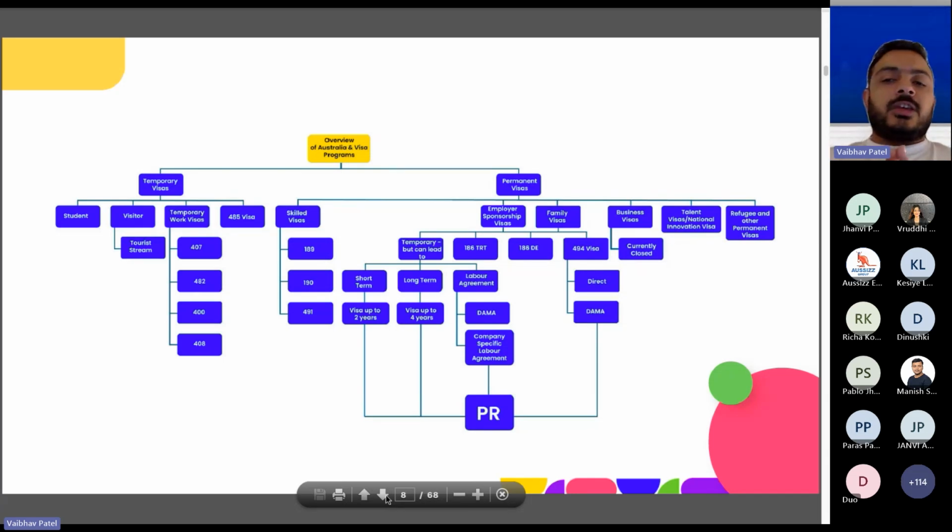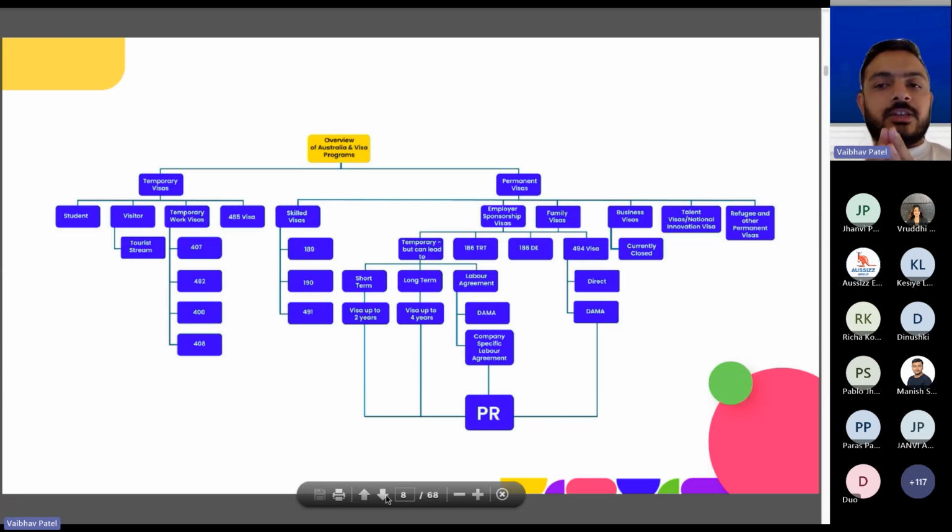The next one is the business visa, which is currently closed. It is going to be replaced by the National Innovation Visa. Now there is another one called the Global Talent visa. The Global Talent visa will be renamed as well. It is still on, but it will be renamed under the National Innovation Visa, and there we have different streams in it, including global talent, business streams, etc. That is likely to commence from November 2024.